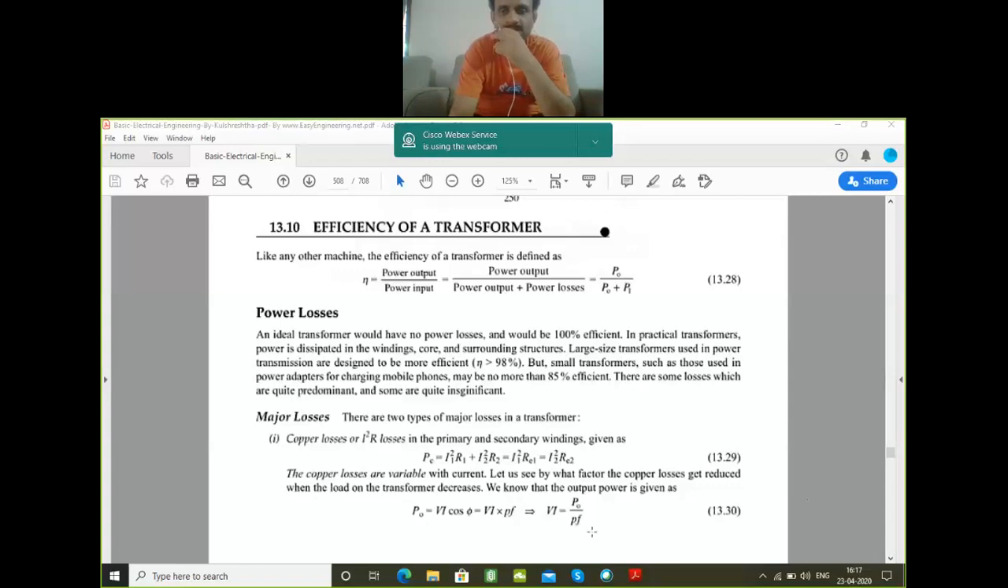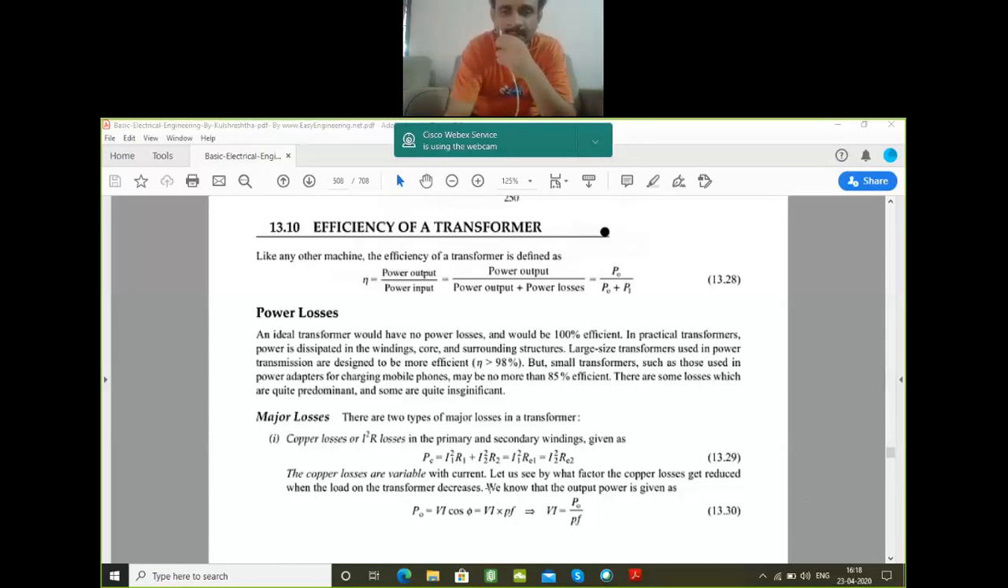Copper losses are variable with current, and they get reduced when the load on the transformer decreases. So when you increase the load, copper loss increases. When you decrease the load, copper loss decreases.